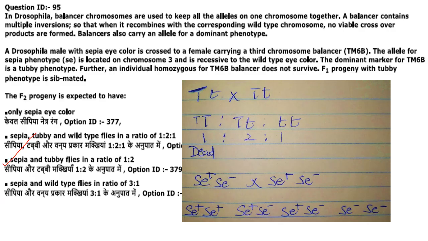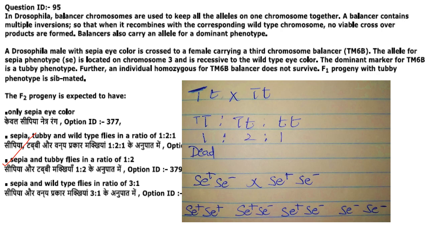Then next one. In Drosophila, balancer chromosomes are used to keep all the alleles on one chromosome together. A balancer contains multiple inversions so that when it recombines with the corresponding wild type chromosome, no viable crossover products are formed. Balancers also carry an allele for the dominant phenotype.